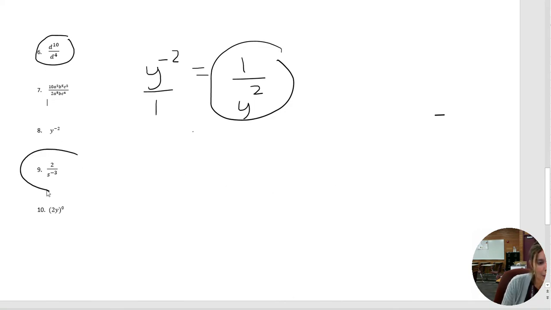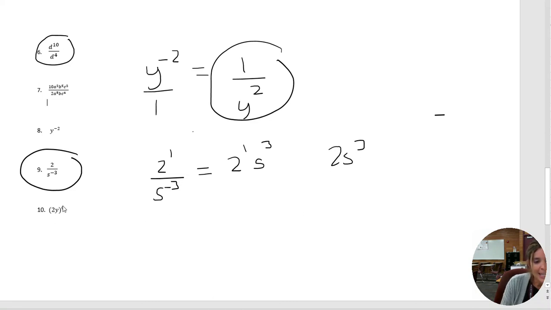Okay, for this one right here, number 9, we have 2 to the 1st power over s to the negative 3. Okay, so the 2 to the 1st power, that doesn't need to move because that exponent is positive. But the s to the negative 3, it needs to move to the top of the fraction as s to the positive 3. So 2s to the positive 3. And then number 10, anything raised to the 0 power is just a 1. Okay, so that one should have been a 1.